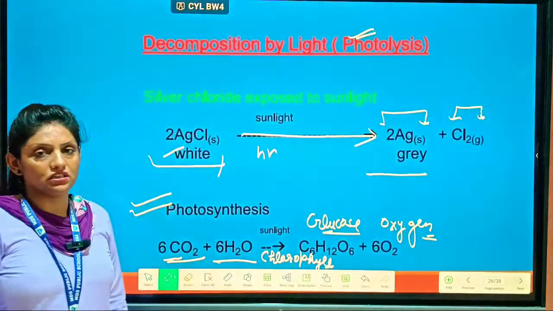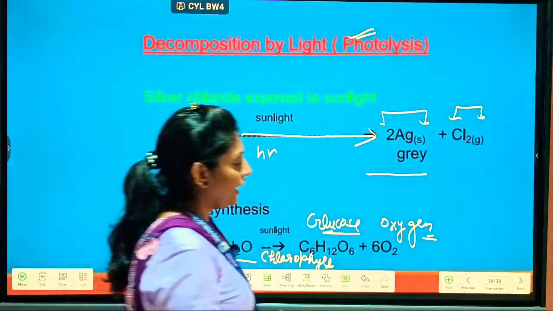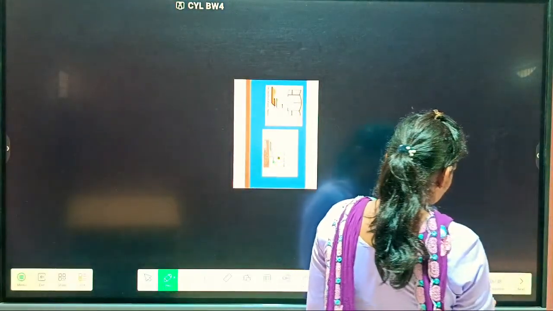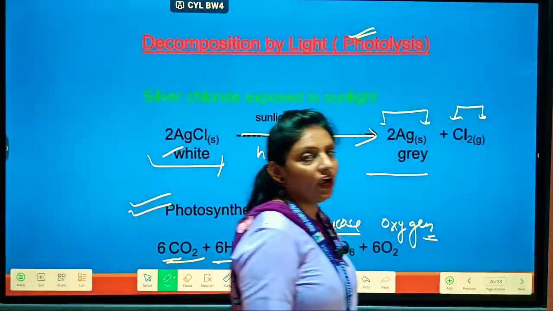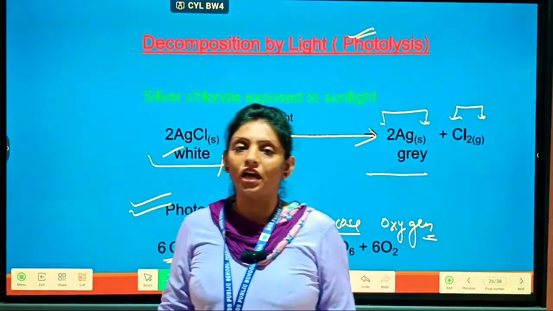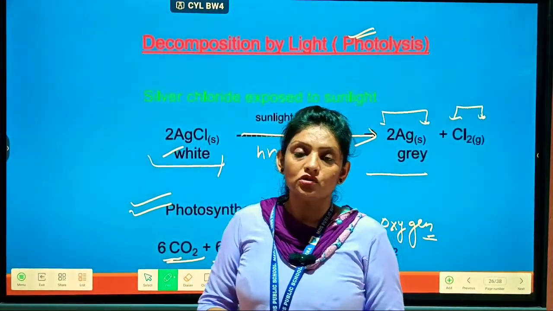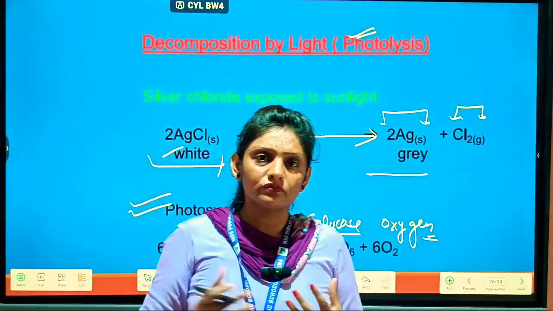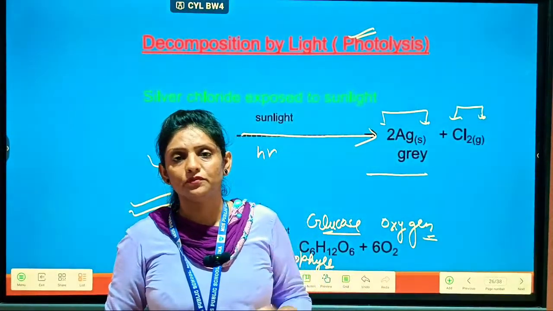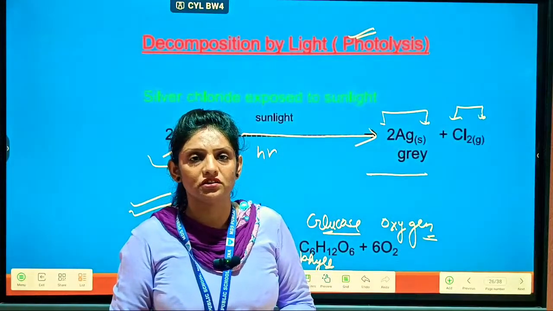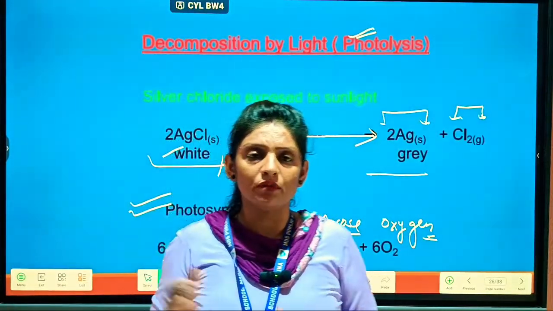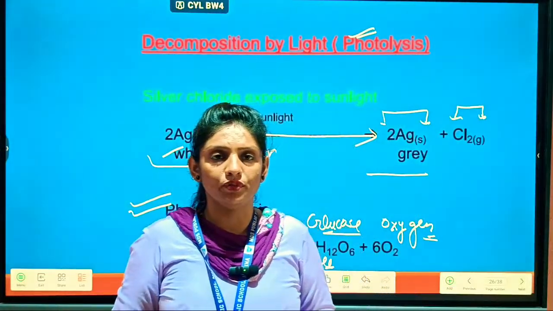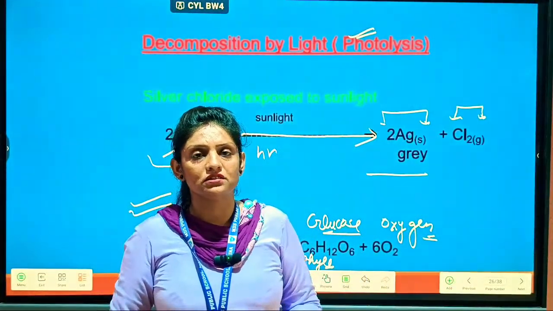So this one is also an example of photolysis or photosynthesis. So students, we have covered two types of reactions: combination reaction and decomposition reaction, and types of decomposition reactions. Some reactions are remaining till now, like displacement reaction, double displacement reaction, and redox reactions. So we will discuss one by one, all with examples. So I hope these two reactions are clear to you.